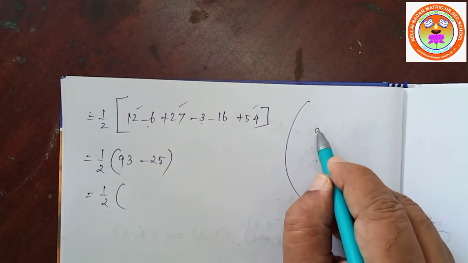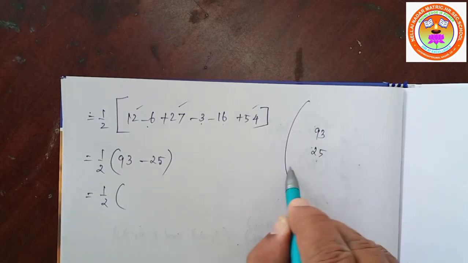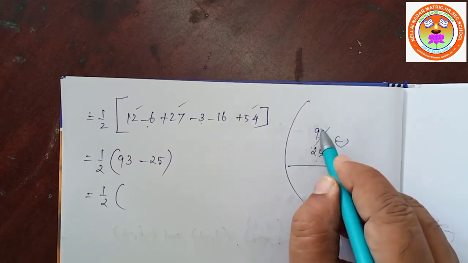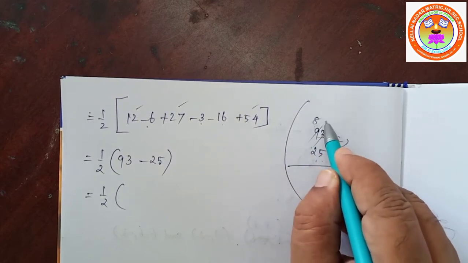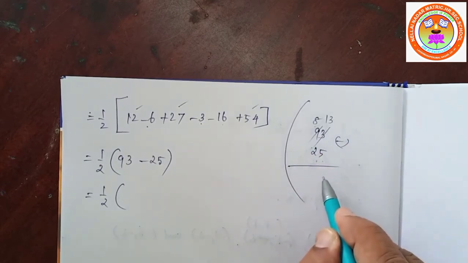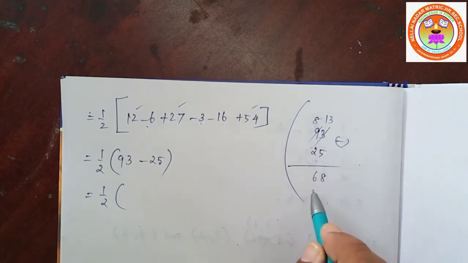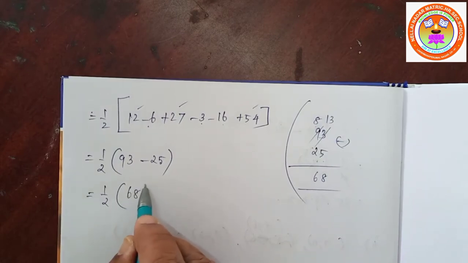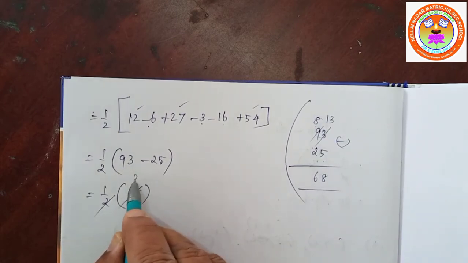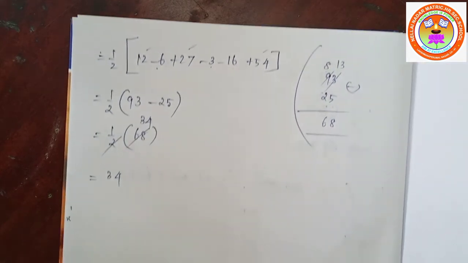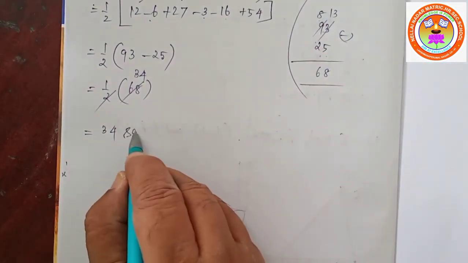I do the calculation here. 93 minus 25, subtract 3 and 5. No chance of subtracting, have to borrow. That 3 becomes 13. 13 minus 5, that is equal to 8. 8 minus 2, that is equal to 6. 68. Cancel by 2: 2 table how many times? 34 times. 34 ones are 34 square units.